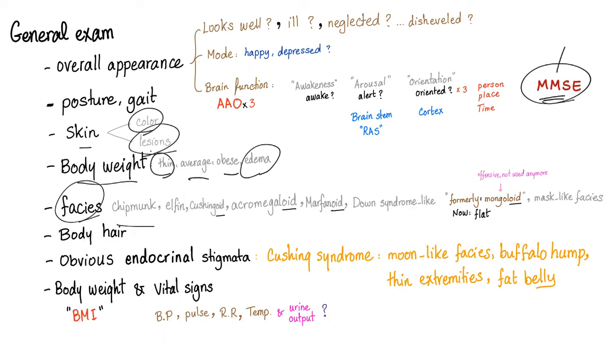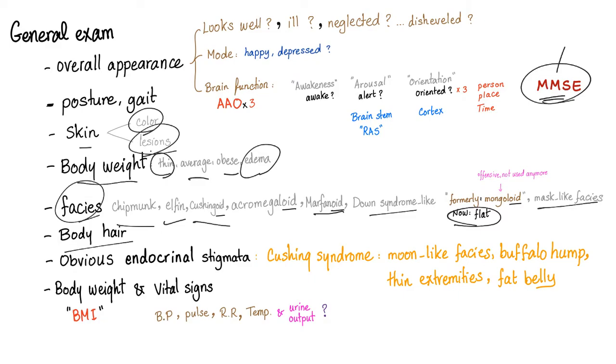Facies, special features on the face. Chipmunk facies, such as beta thalassemia, elfin, Cushingoid, Marfanoid, Down syndrome-like. Today we call it flat facies. Mask-like, which is Parkinson's disease. Body hair, hirsutism. What's the difference between hirsutism and virilization?